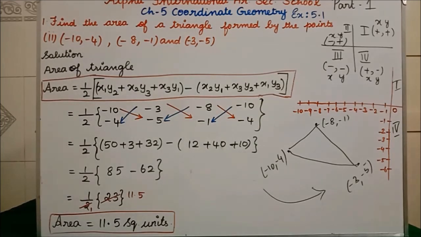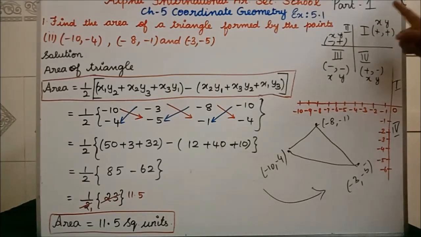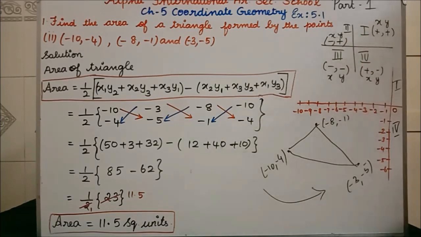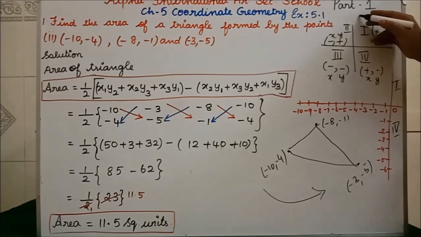See, first, everything: (-10, -4), (-8, -1) and (-3, -5). Everything is minus, minus, minus, minus, isn't it? You all know in the graph, this is our first quadrant. In the first quadrant, x and y will both be positive. After this, it will come here, the second quadrant. In the second quadrant, x will be negative and y will be positive. Like this format you have to come.